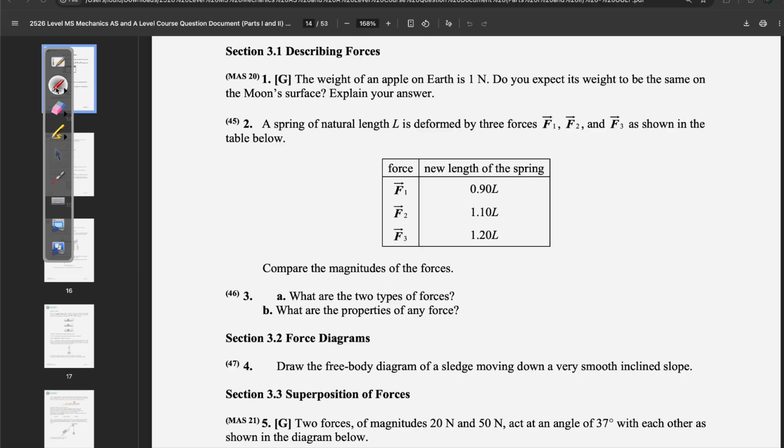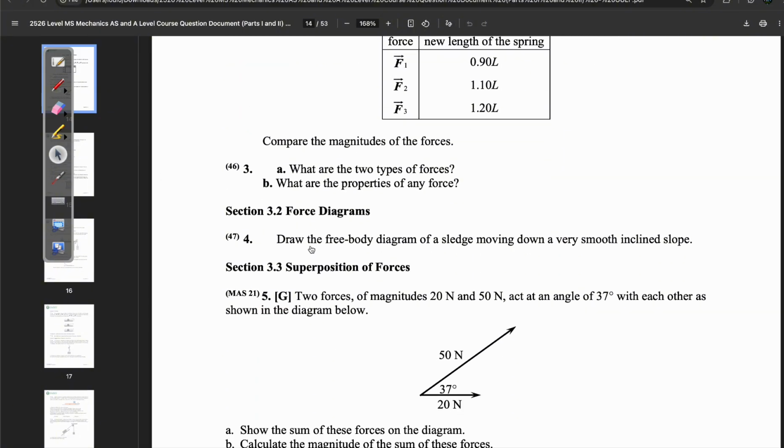What are the two types of forces? Field forces and contact forces, or action at a distance forces and contact forces. What are the properties of any force? The properties of the force are the magnitude, point of application, and direction.